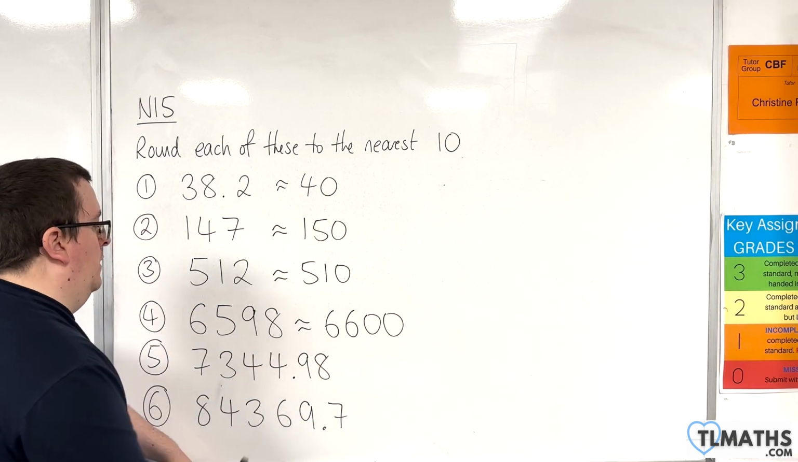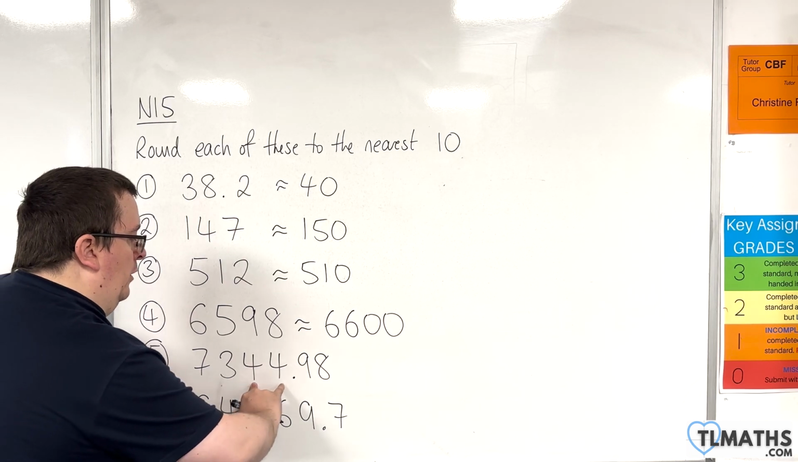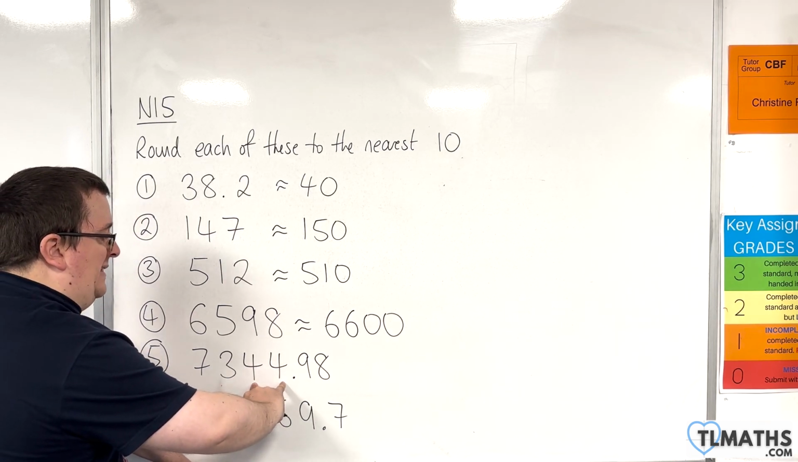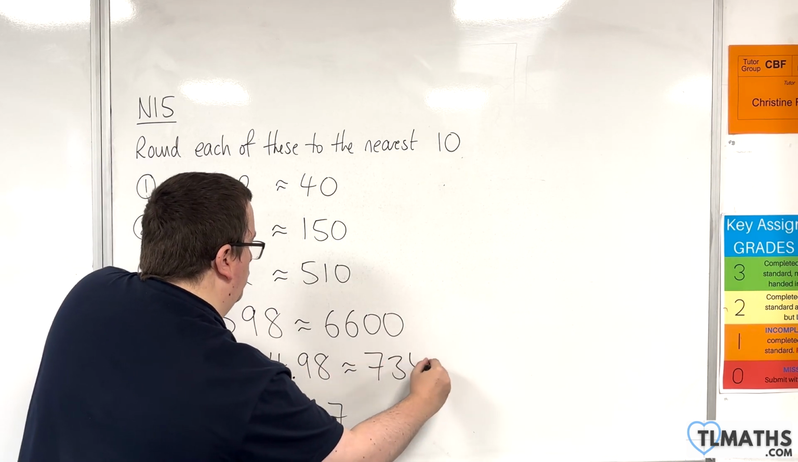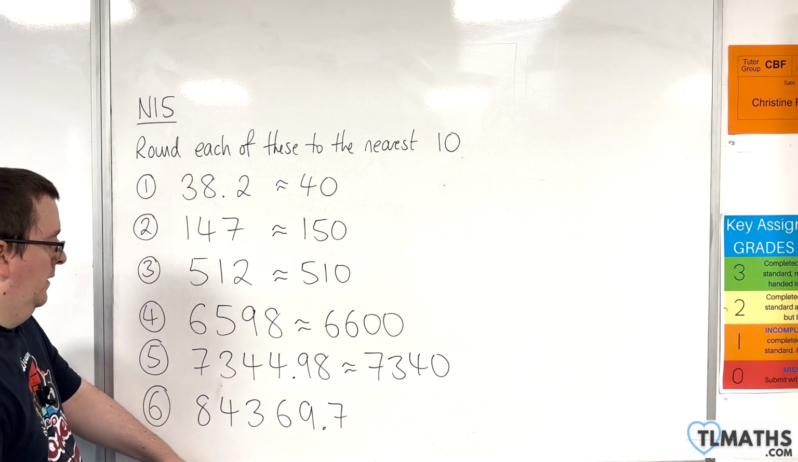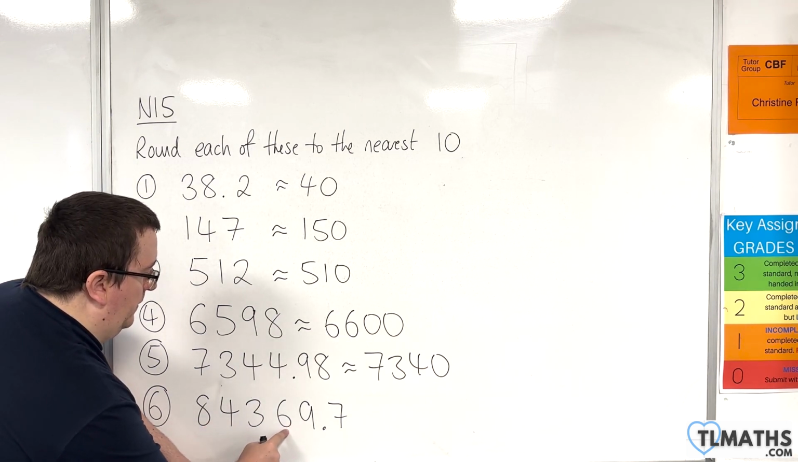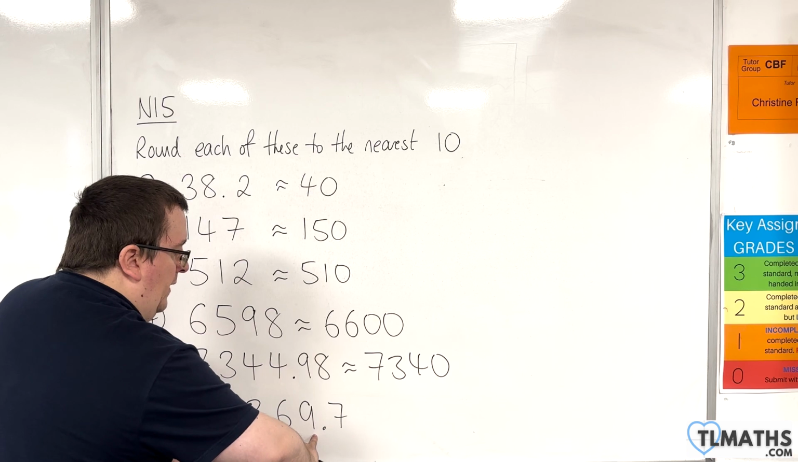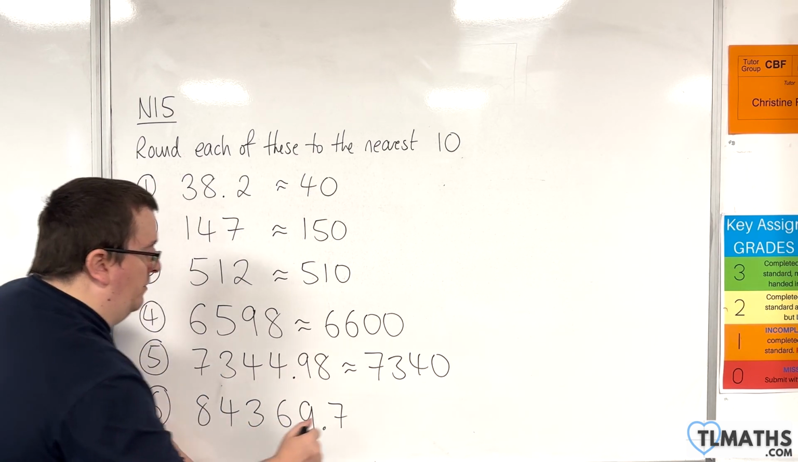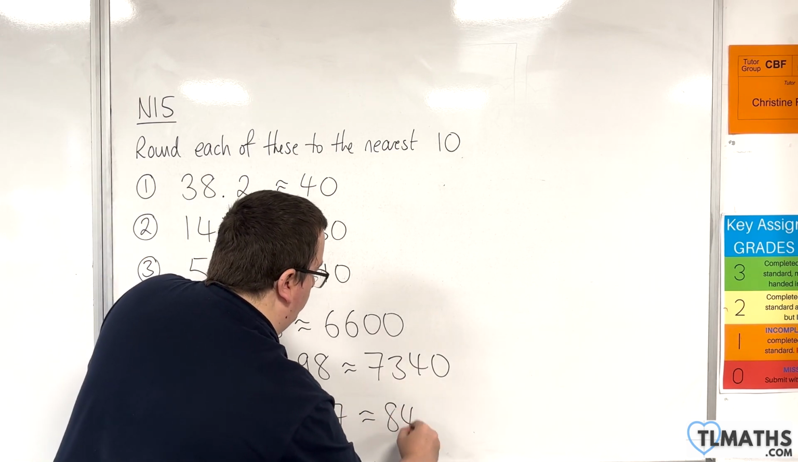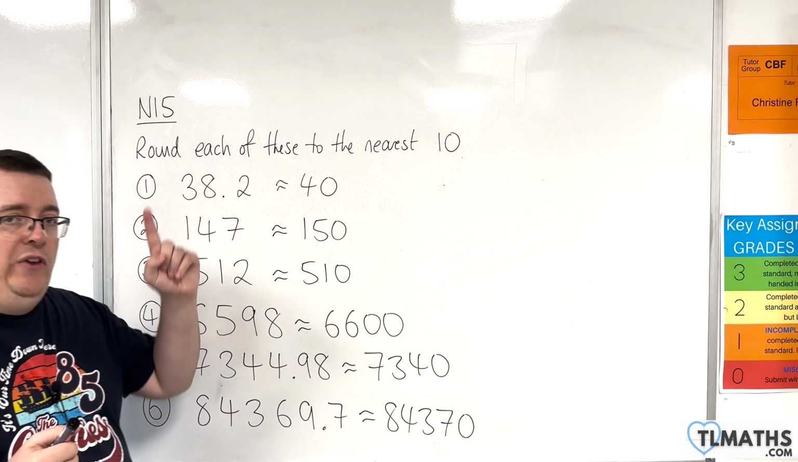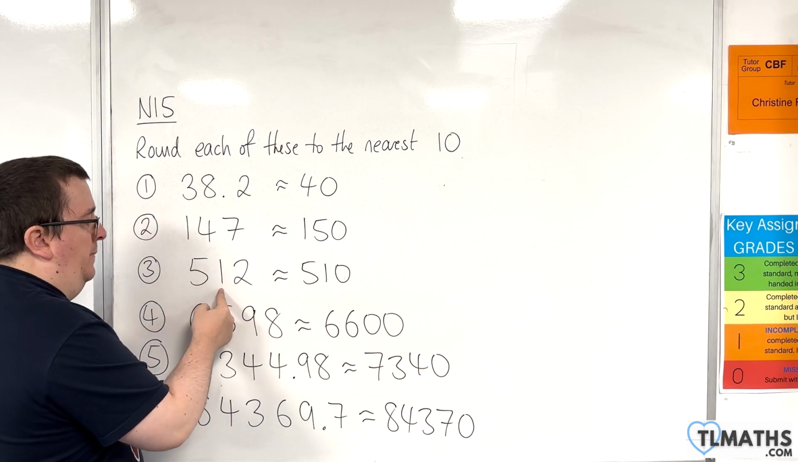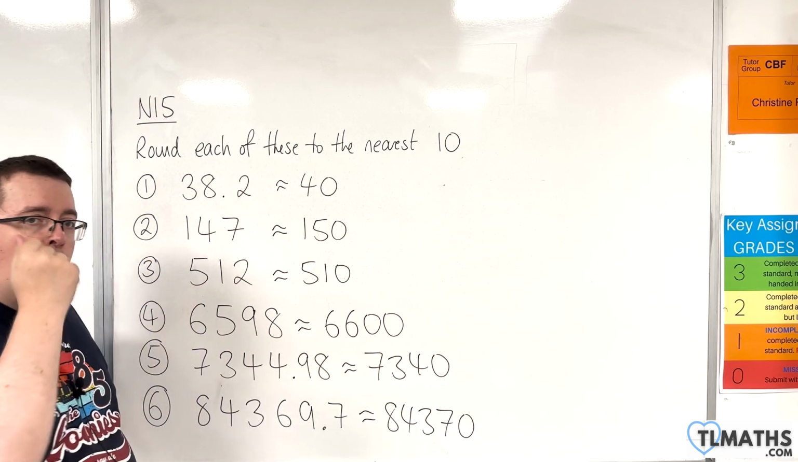This next one, find the tens column, look at the one to the right of it. It's less than 5, so you round this down to 7,340. Find the tens column, look one to the right, it's 5 or more, so we round this up to 84,370. Okay, and so that is how we round to the nearest 10. Look for the tens column and then consider the one to the right.